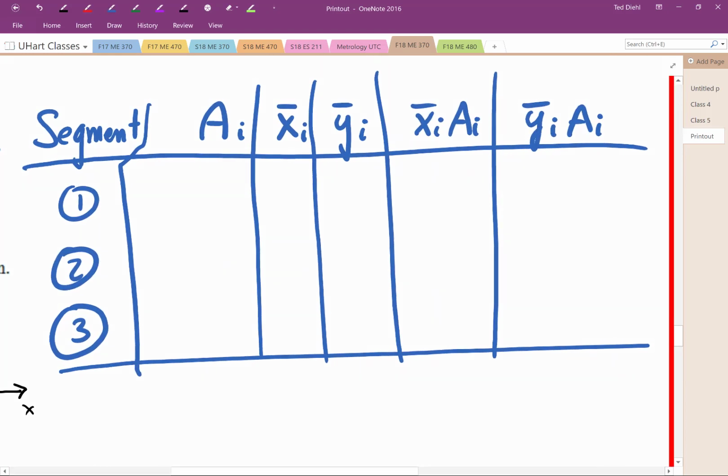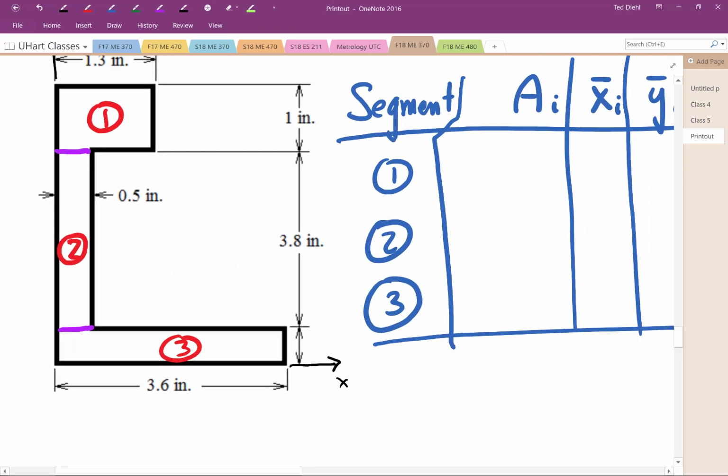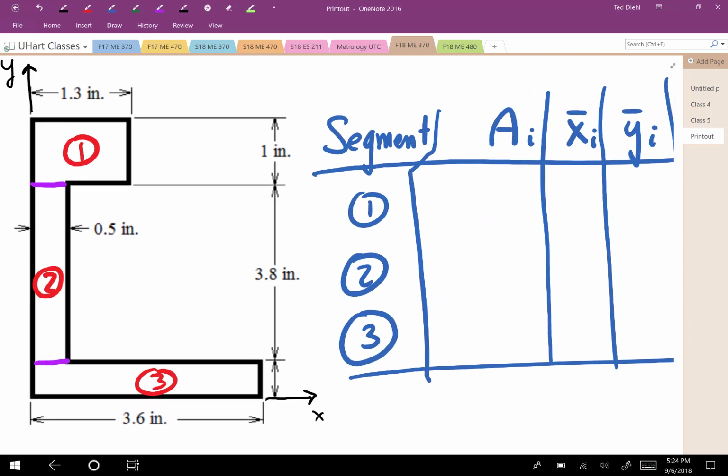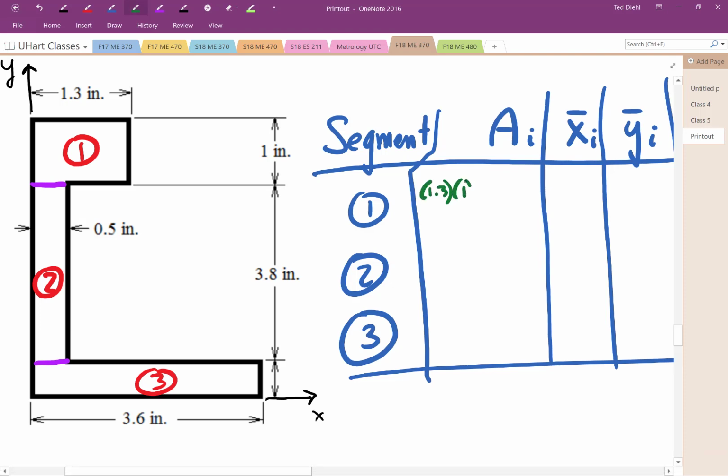Okay, so from this first area of segment 1 right here, we're going to say that that's going to be 1.3 times 1, and we know that the area is 1.300. Okay, area of segment 2 is going to be 0.5 times 3.8. I've written down 3.8, so it's right already there. And then it ends up being 1.900 if you calculate it out.